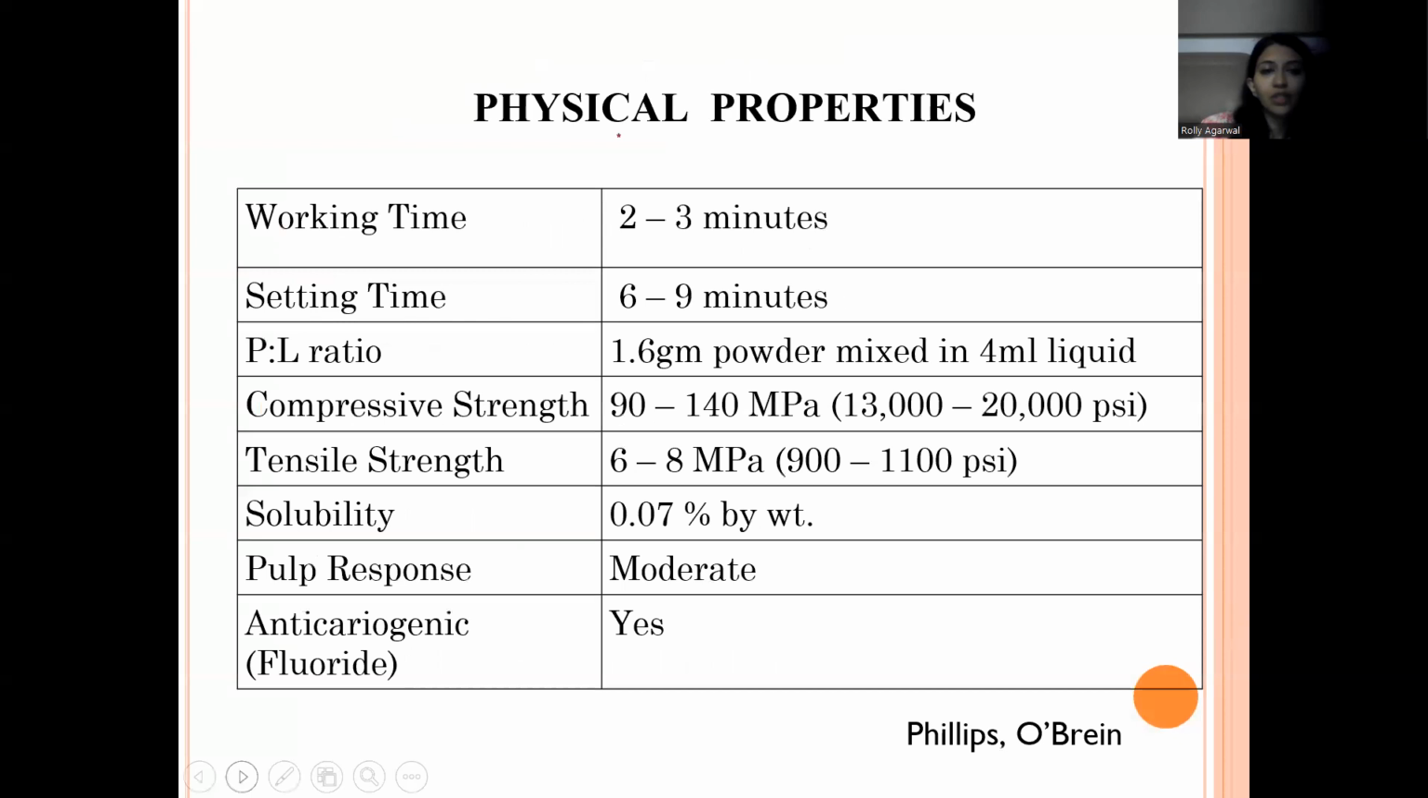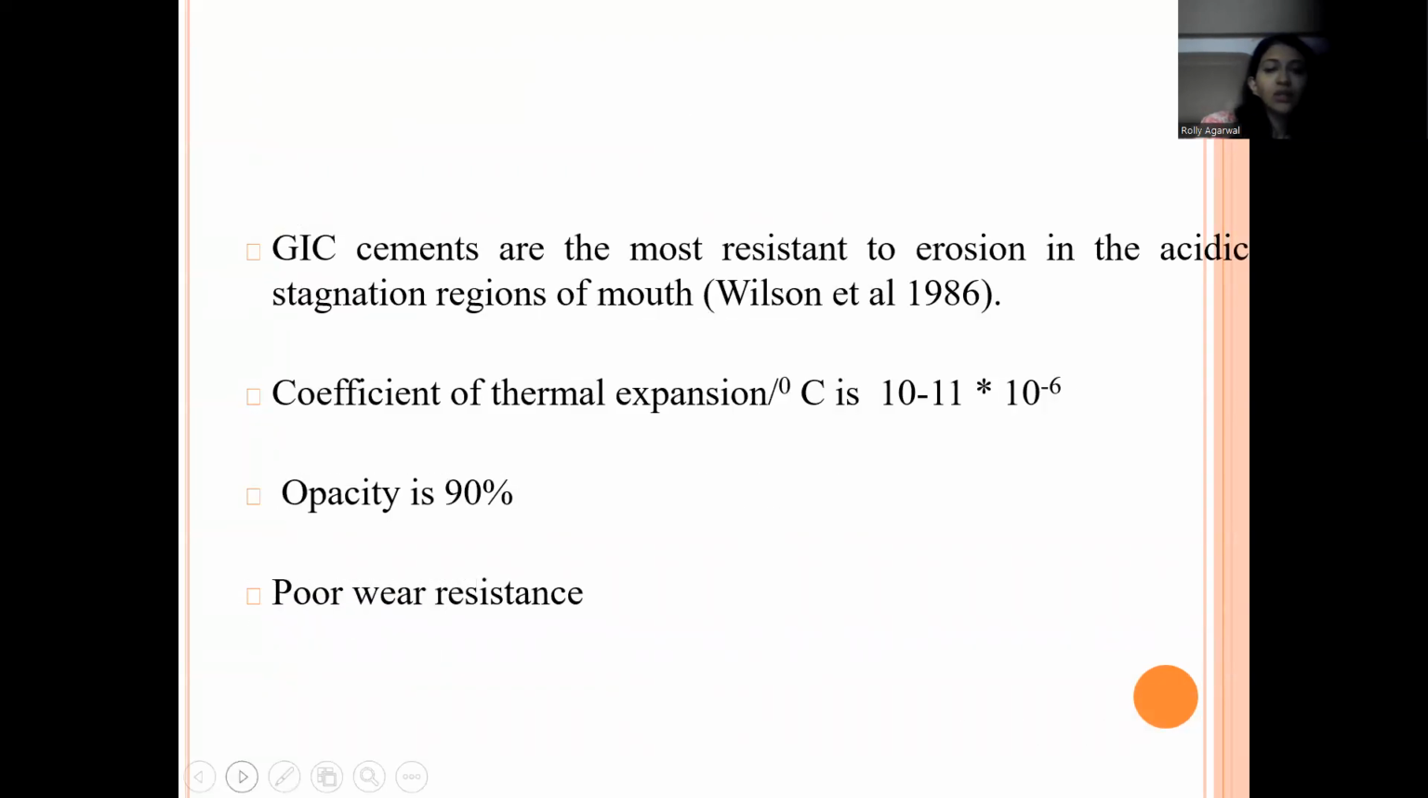So what are the physical properties? These properties are calculated for the recommended powder liquid ratio. The working time is 2 to 3 minutes. Setting time is 6 to 9 minutes. Solubility is 0.07% by weight. Pulp response is better. And it is anti-cariogenic, yes. Coefficient of thermal expansion is very close to that of dentine. That is why it has been called man-made dentine. It undergoes similar changes in dimension. Opacity is 90%. It has poor wear resistance.